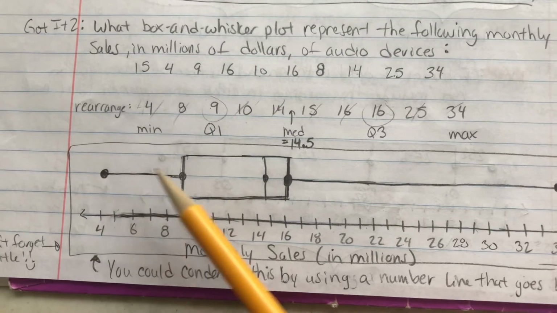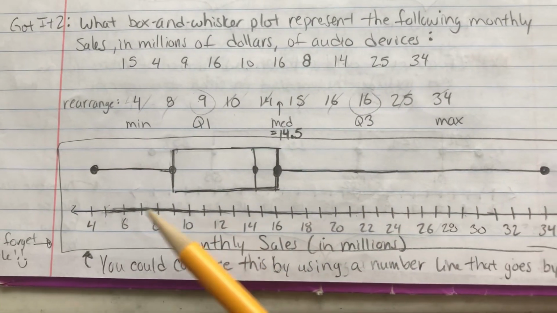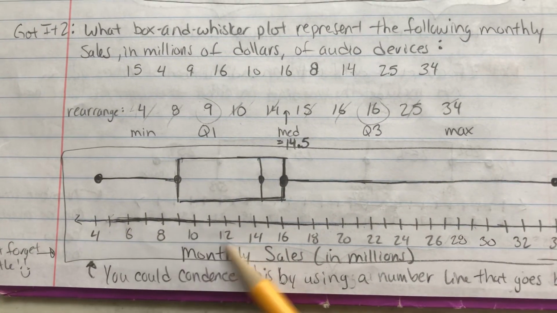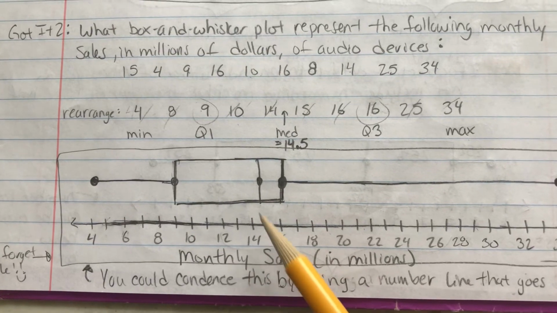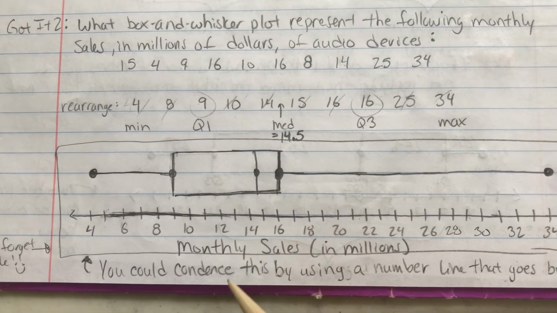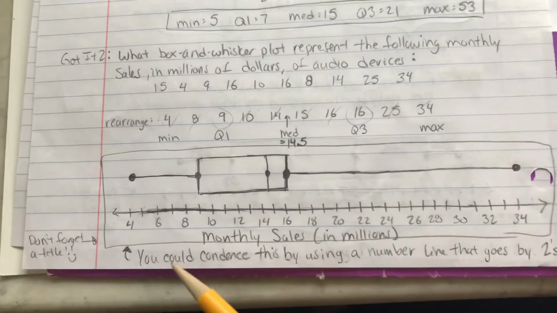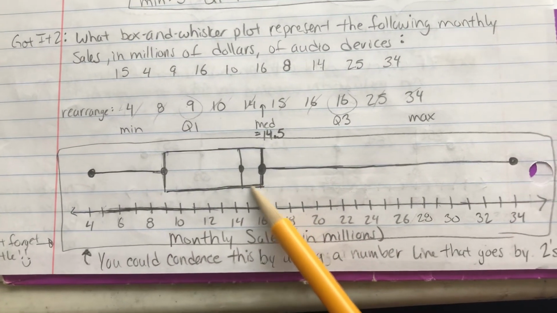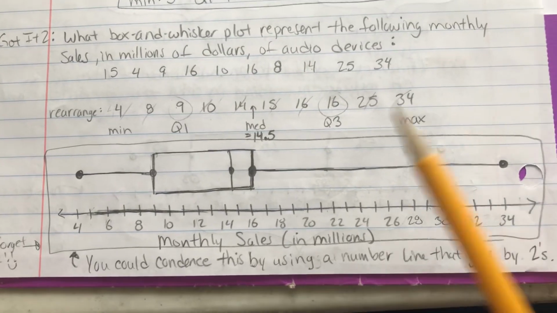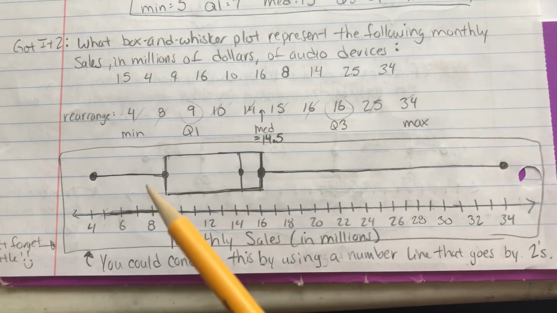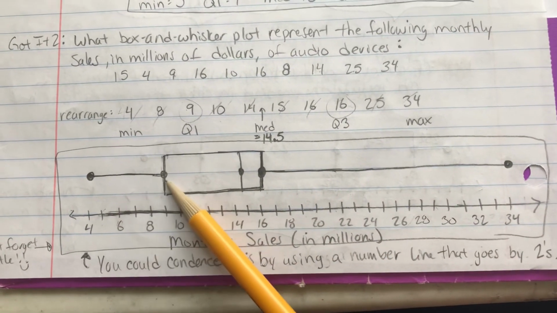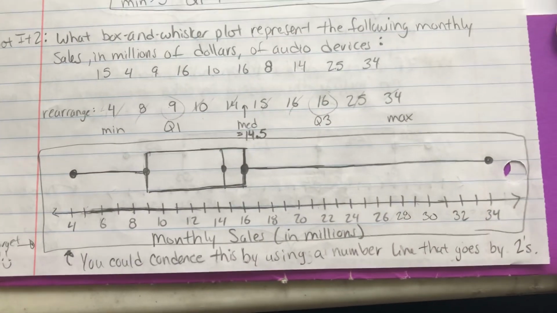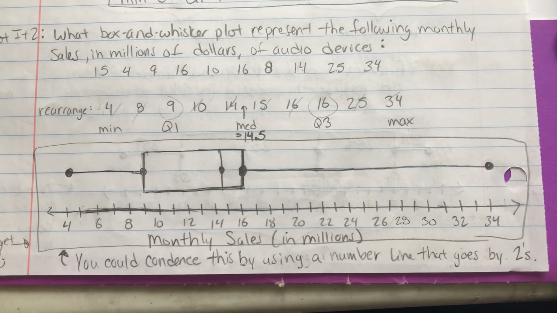So that's where we're going to plot our 5 points on the number line. So I decided to still go by ones, so that way I could plot this as accurately as I could. You could condense this by using a number line that goes by 2s. You just might have a little bit more squished data here in the side, but I would accept going by 2s as well. Once you plot your points, draw your box, draw your whiskers, and there's your box and whisker plot. Don't forget to title.